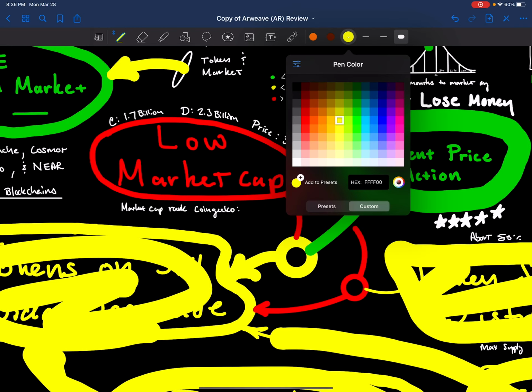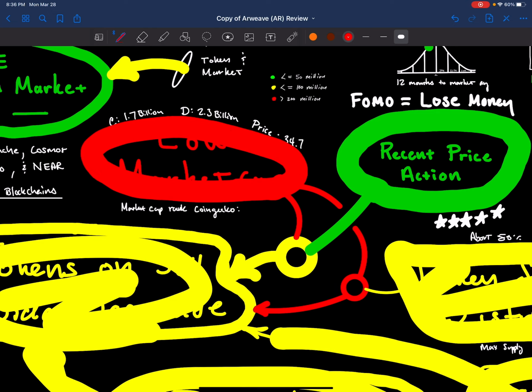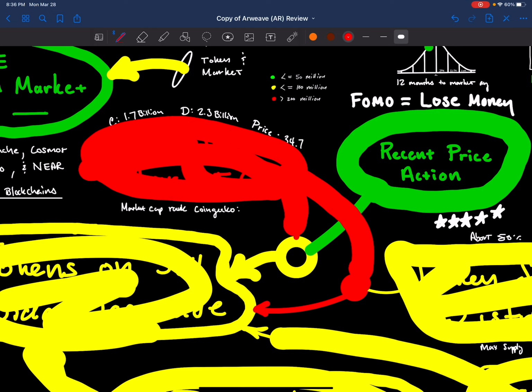I put that it is not a low cap project. It is circulating 1.7 billion, diluted 2.3 billion. So it's not a super small market cap. It is quite a large project.